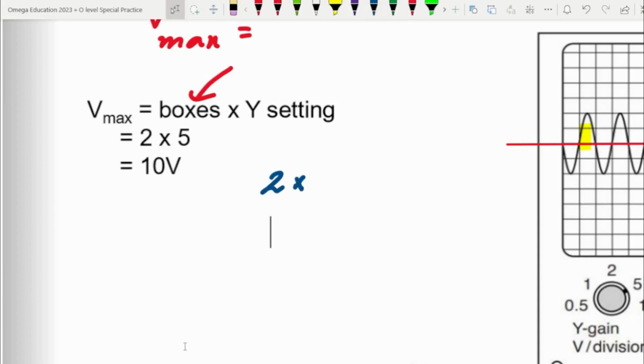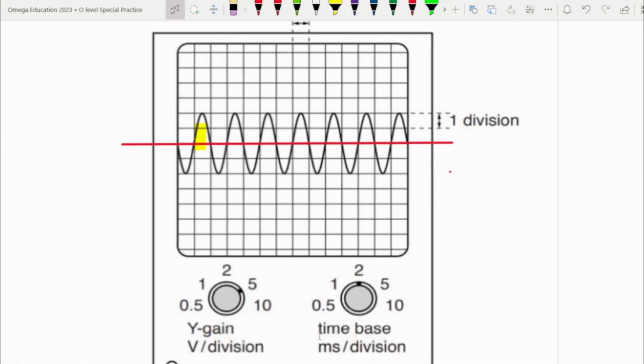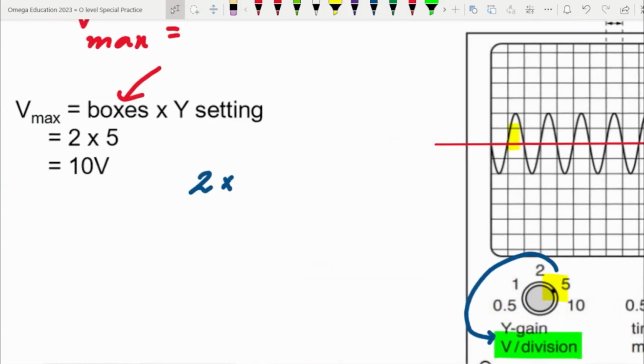So we write 2 for the boxes times the y setting. So y setting is basically telling you what is being represented by a single small square. That is your y gain setting. And where do we find it? We can find it right at the bottom left corner. The y gain is at a setting of 5 volts per division. So we read the number 5 from there and we read the unit from here. So 5 volts per division. This is how we read it all together. 5 volts per division. So one small square is representing 5 volts.